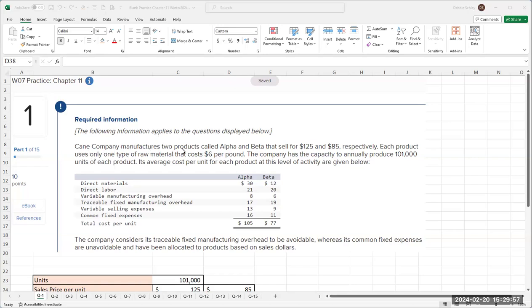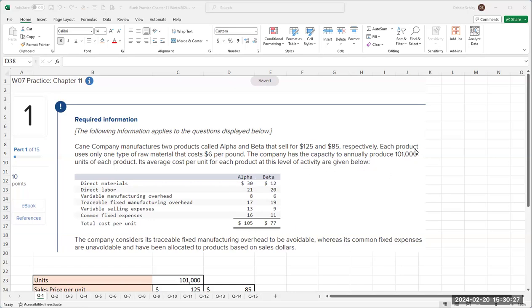Kane Company manufactures two products called Alpha and Beta that sell for $125 and $85 respectively. Each product uses only one type of raw material that costs $6 per pound. The company has the capacity to annually produce 101,000 units of each product. Its average cost per unit for each product at this level of activity are given below.